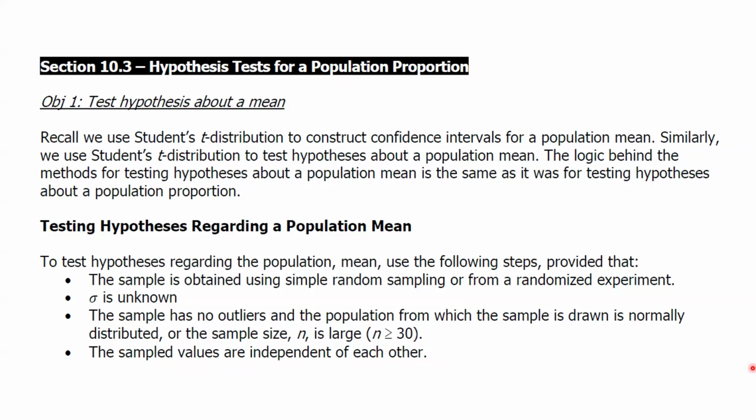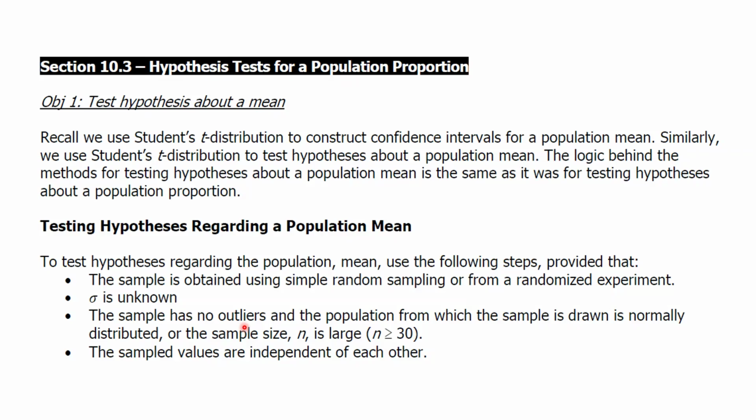So why are these the requirements? Well, having a sample be obtained using simple random sampling or a randomized experiment avoids bias in the data collection. Sigma is unknown is important because in the real world, we almost never know the population standard deviation. So that's why we use the sample standard deviation s and the t-distribution instead of the z-distribution.